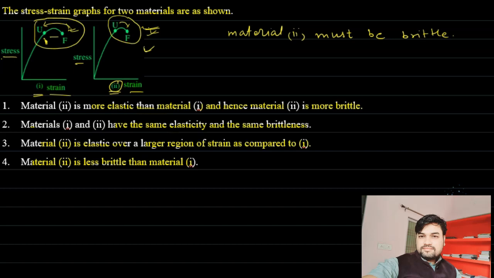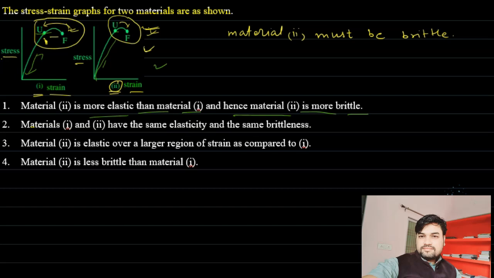Then material 1. Okay, so now we can check which option is correct. Let us check the options one by one. In the first option, material 2 is more elastic than material 1 and material 2 is more brittle. In this graph you can see this is the elastic limit. So the elastic limit for material 2 is greater than the elastic limit of material 1.